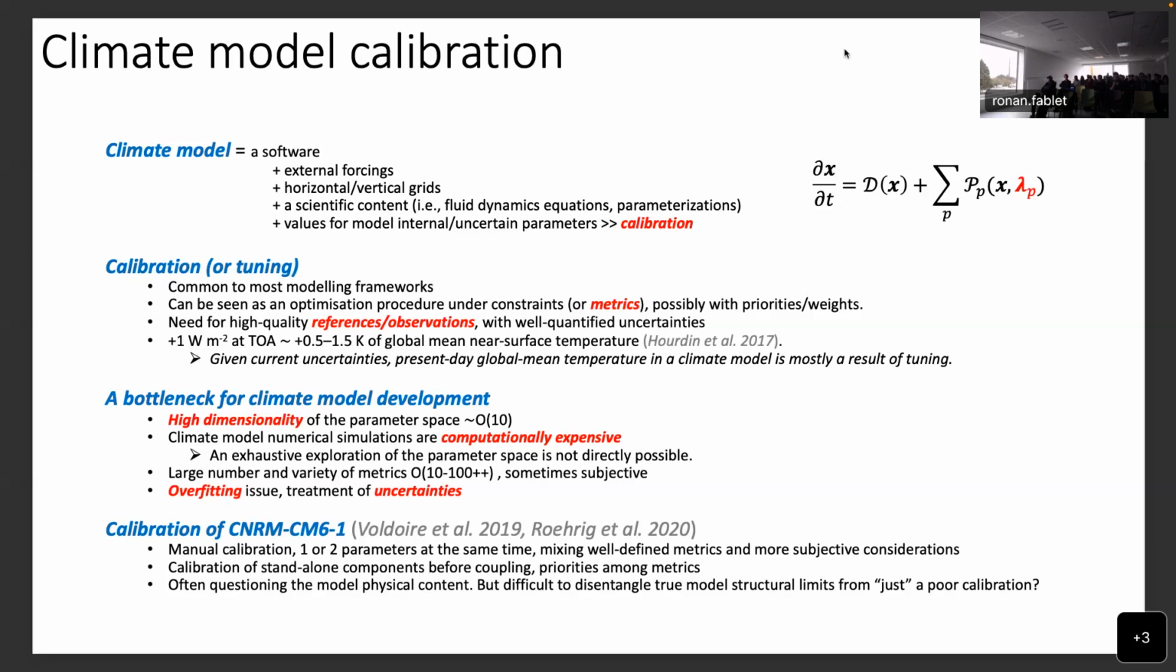Of course, it's a problem of calibration, but it also questions a lot what we have put in the model. Can we really have a skillful model for a given process or a given metric without having very bad behavior for other metrics? So it's also a way to better understand the structural limits of the model.